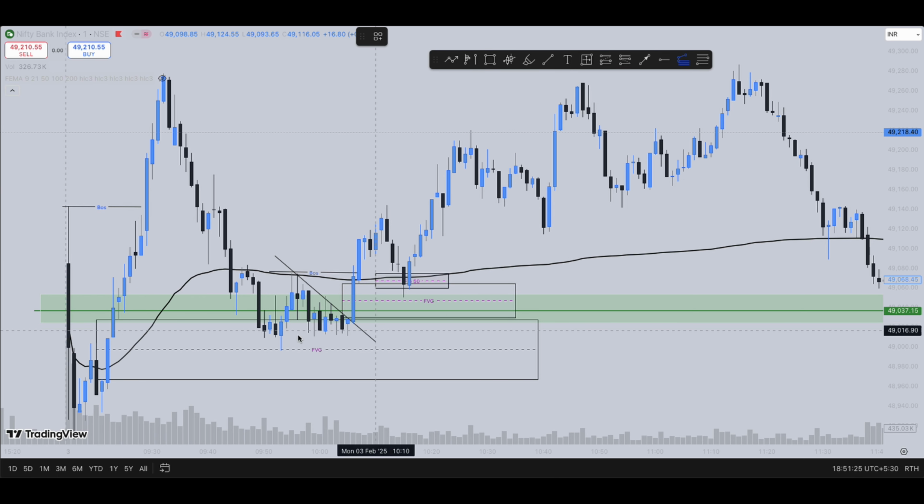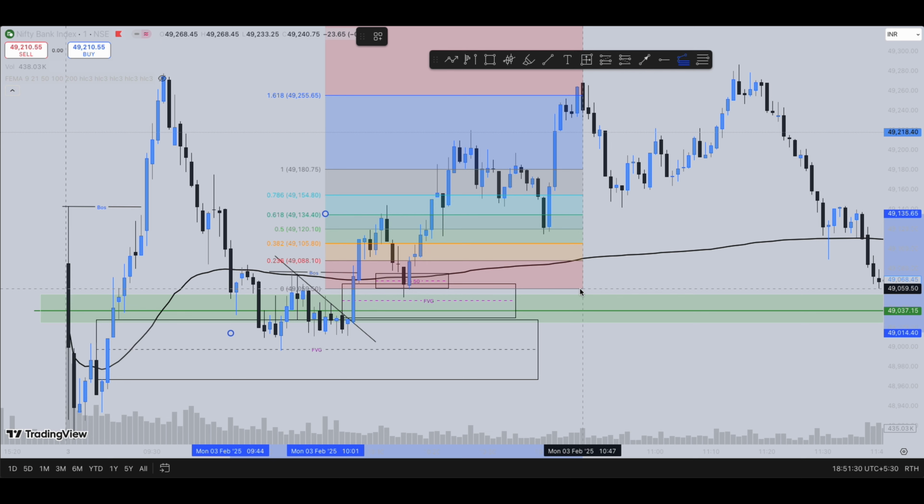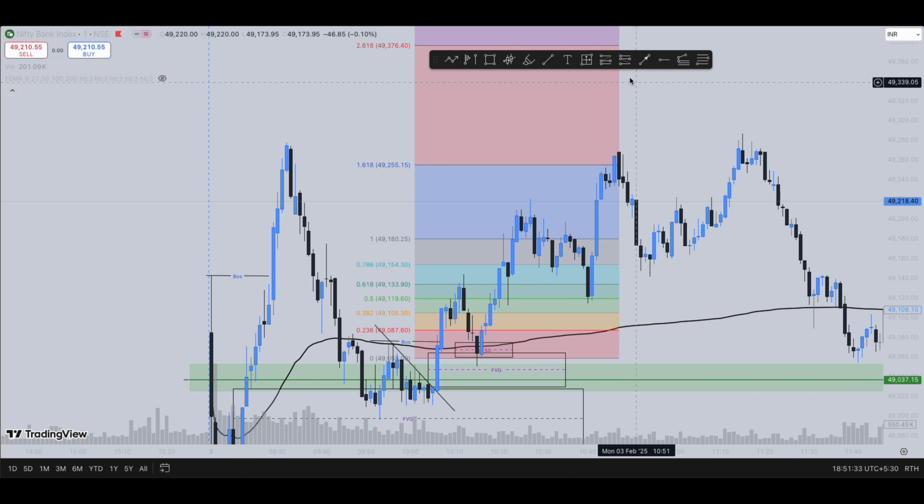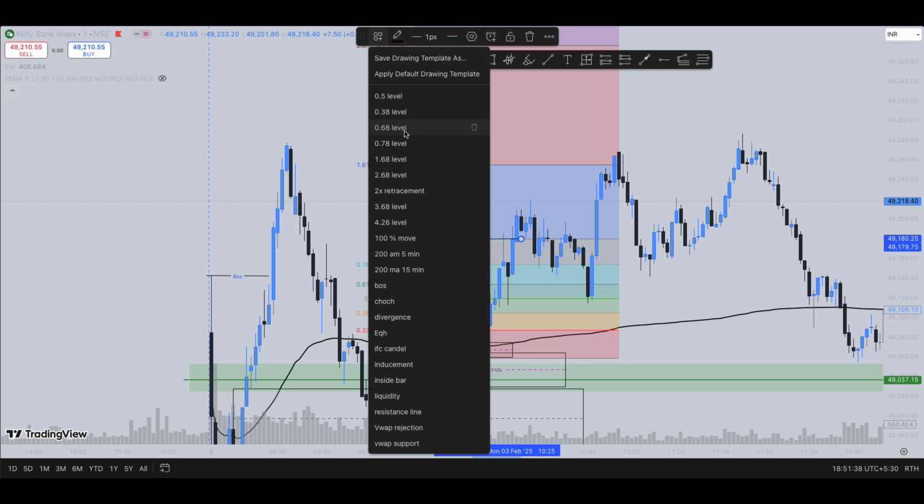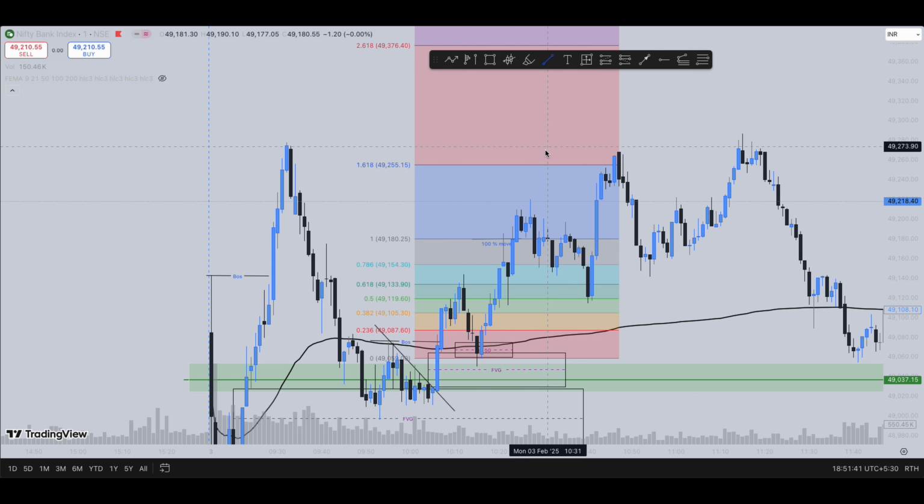There are high chances the market will continue further bullish. So you can see if you consider the common point between this, the common point between this, and the common point between this, you can see the market all the way reached here. This is the 100% move, and here it reached.